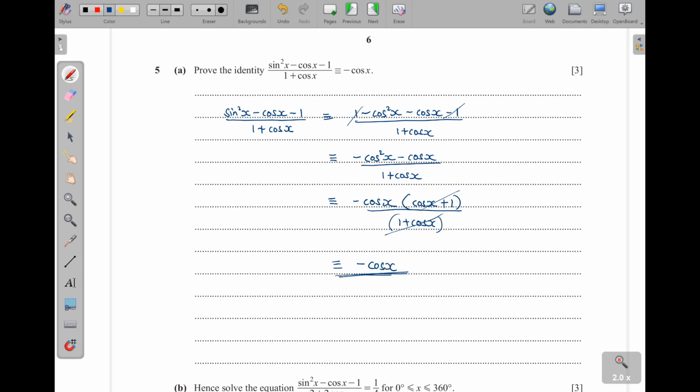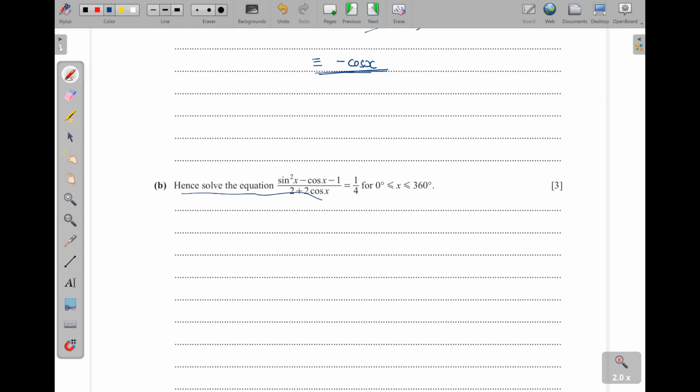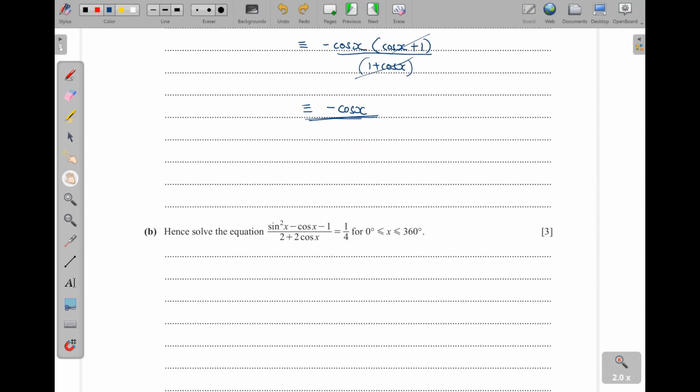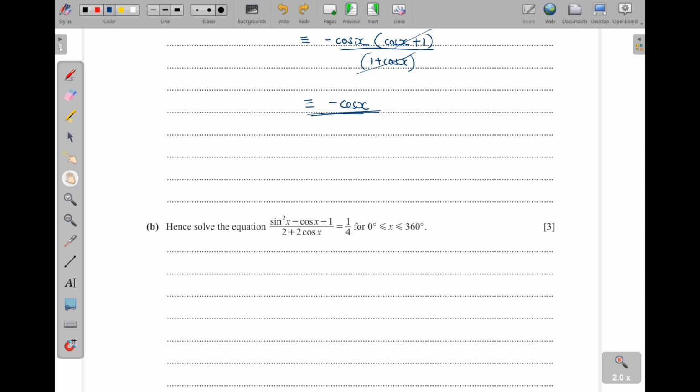As simple as that. Then next part B, hence solve this equation here. Hence, meaning begin from where you have stopped. Up here we have 1 plus cosine, but down here we have 2 plus 2 cosine. So I can factorize out the 2, and we have sine squared x minus cos of x minus 1, then we divide by 1 plus cosine of x. I've pulled out a 2 that is common and put it outside.